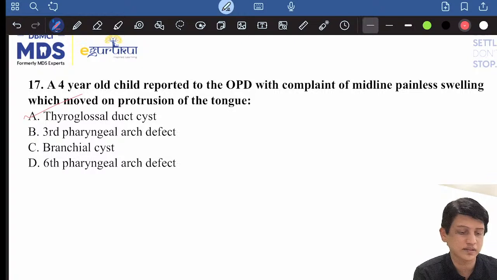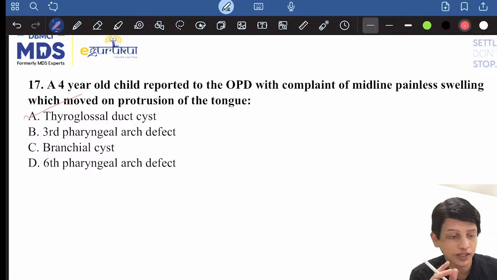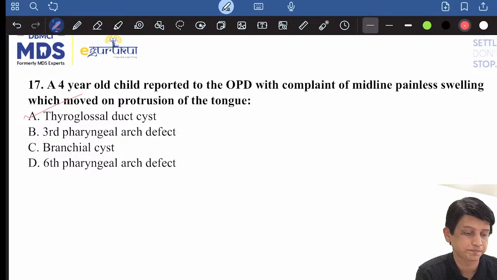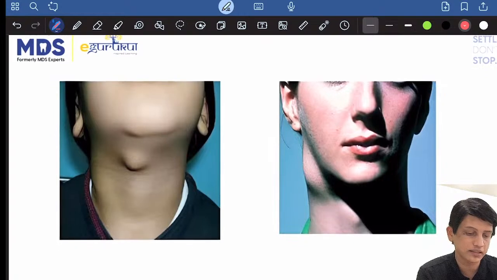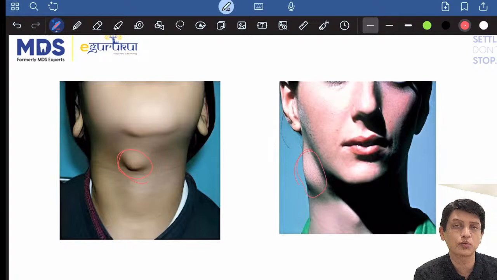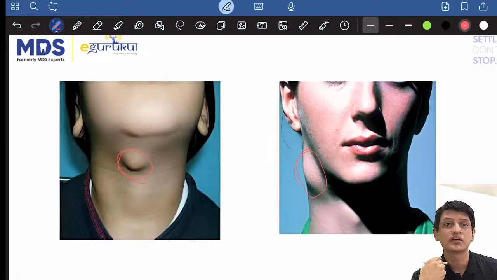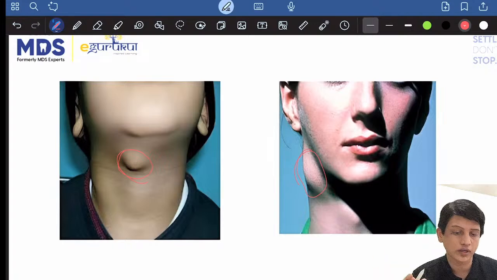Branchial cyst is from the pharyngeal arches, so no. Only the one connected to the tongue is the thyroglossal cyst, so that's why it will move with protrusion of the tongue. Hope it's clear. See, this is the thyroglossal cyst that moves with protrusion of the tongue. This is a branchial cyst. You know where the branchial cyst and branchial fistula are present. Last class we discussed it is always along the anterior border of the sternocleidomastoid.